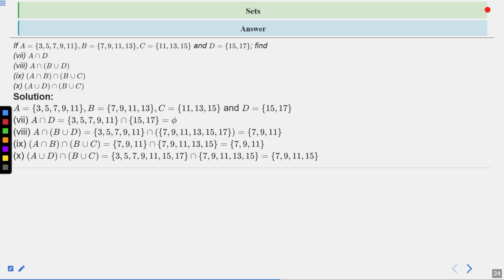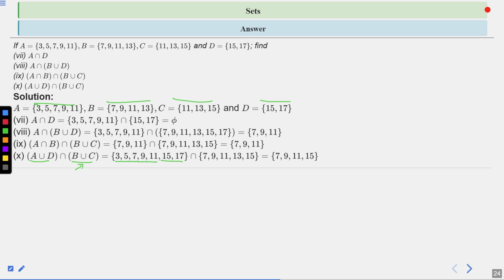Now for 10th, A union D intersection B union C. First solve for A union D and also solve for B union C, and then find the intersection. A union D is simply A union with D, meaning the collection of all the elements from set A as well as from D. So 3, 5, 7, 11, 15, 17 will be your A union D.